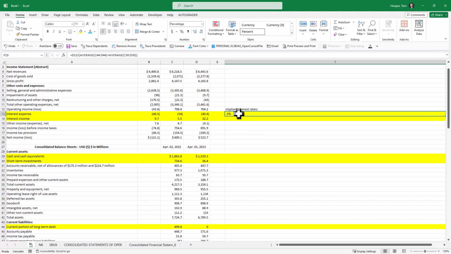That's the 3%. Alt-HO to see a decimal, and again, 2.91% is what it appears to cost Ralph Lauren to borrow money. Seems kind of low, but these are older numbers, could be some older debt.